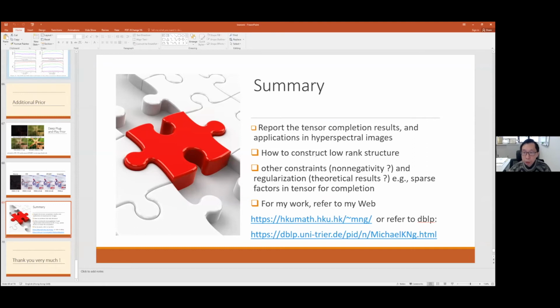Another interesting issue is whether we can add other constraints to help us in this recovery process. For example, images or hyperspectral images are non-negative. So can we add a non-negativity constraint, or other regularization like sparsity, total variation or a deep prior? Can we have theoretical results to guarantee this, similar to the low rank structure? I think these are still open problems.